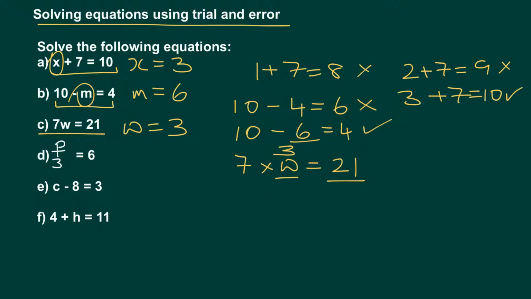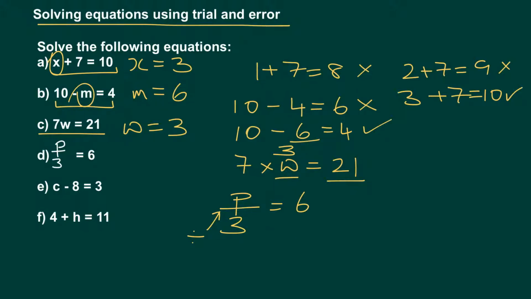Now the next question says p over 3 is equal to 6. As we know, in algebra, we don't use the division sign. We simply write expressions as fractions. So p over 3 equals 6.